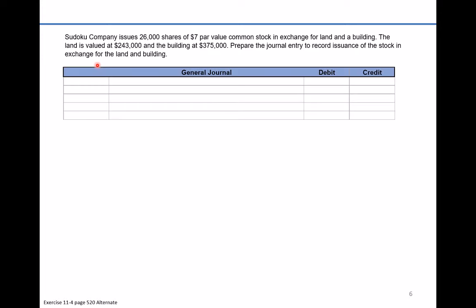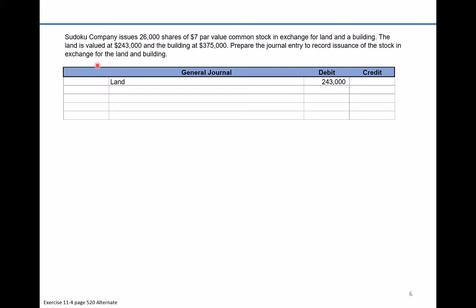Let's put up the journal. The first thing we know is the company is receiving land. And what is the land valued at? Well, it's valued at $243,000. And so if that's the value of the land based on an appraisal or some other document, then the company will record it at $243,000.